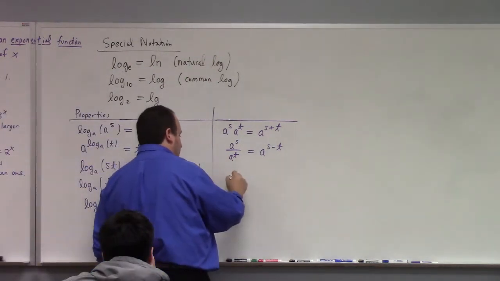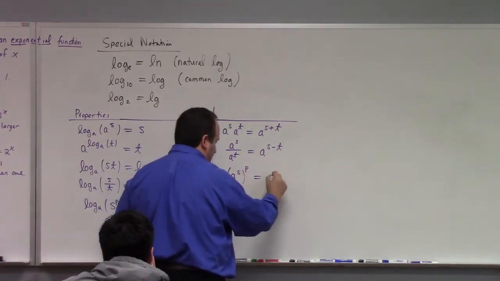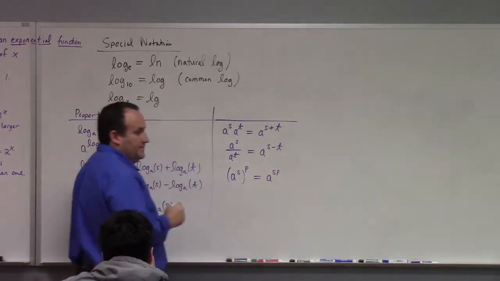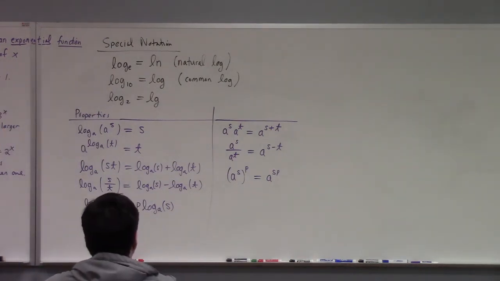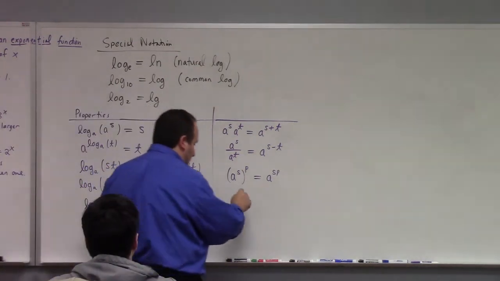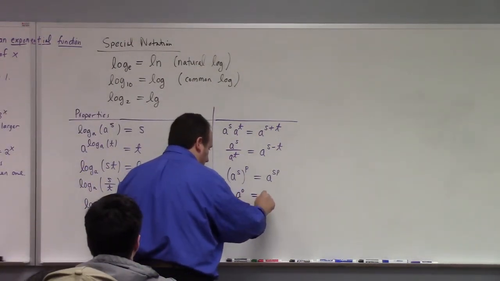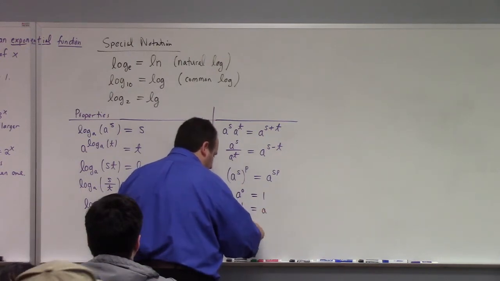Also, we have a to the s raised to the p power is a to the s times p. That's another one. And then there are other things that you take for granted but forget about. Like a to the 0 is 1, or a to the 1 is a, or a to the minus 1 is 1 over a, right?